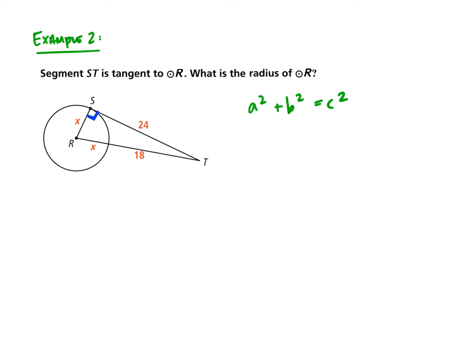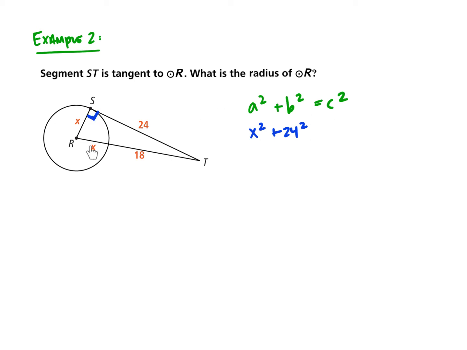Now, a and b are pretty clear what they're going to be. One of them will be x, and one of them will be 24. So I'm going to use x as the a and square it. I'll use 24 as b and square it, right? Because a and b are the legs of my right triangle. They're the parts that make the right angle.